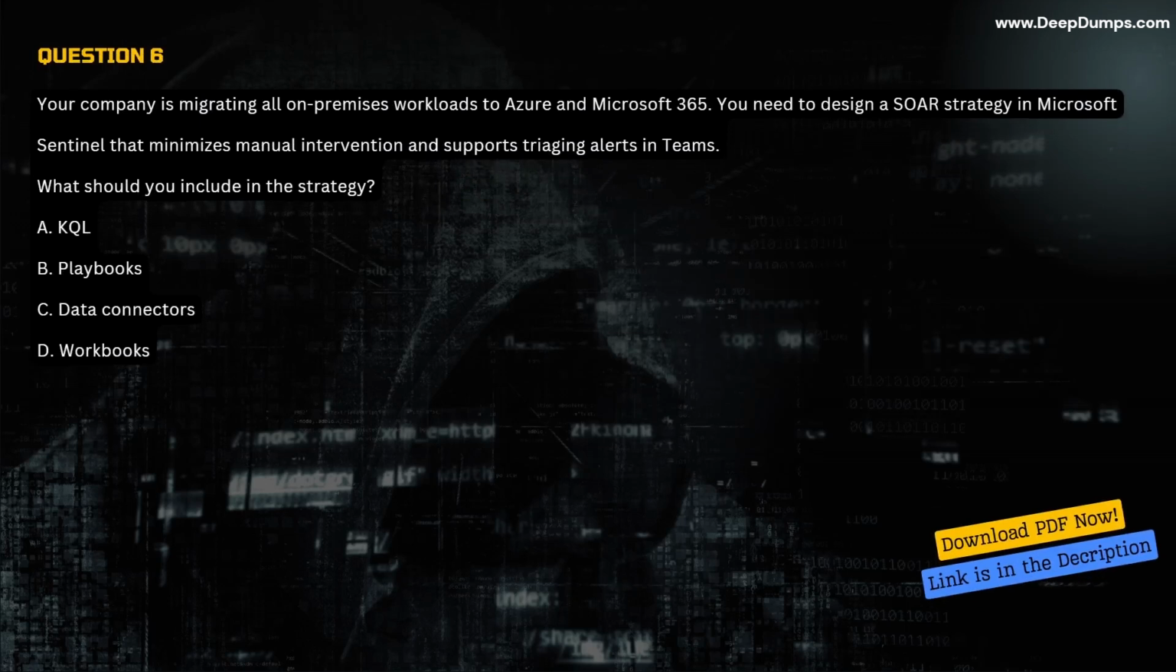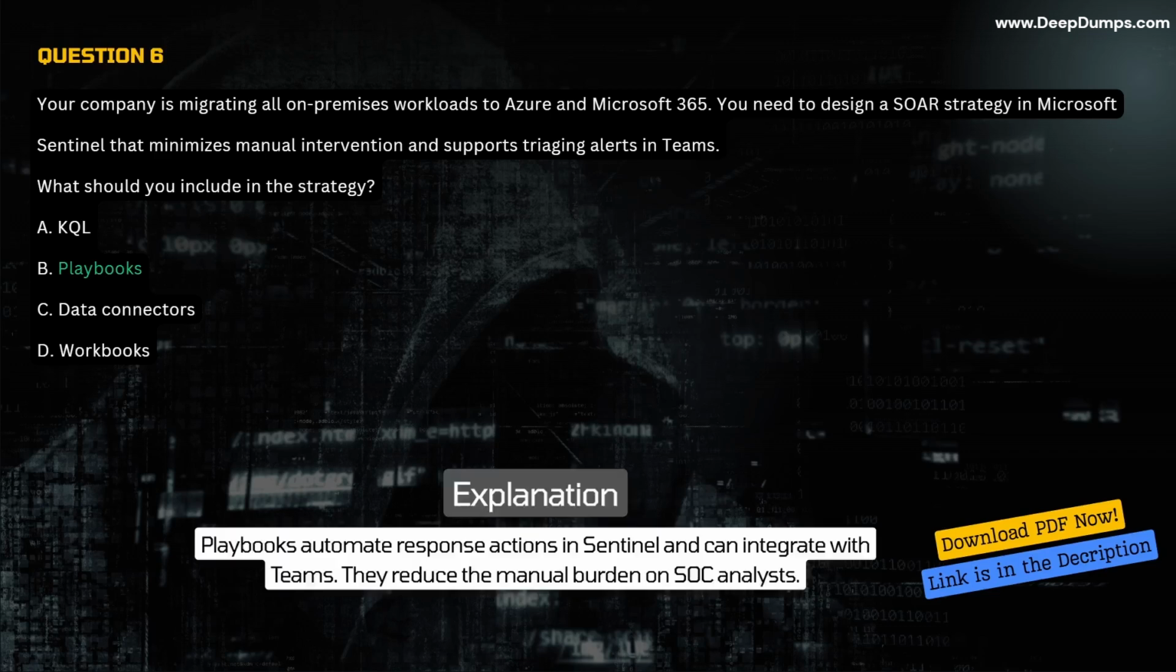Question 6. Your company is migrating all on-premises workloads to Azure and Microsoft 365. You need to design a SOAR strategy in Microsoft Sentinel that minimizes manual intervention and supports triaging alerts in Teams. What should you include in the strategy? A. KQL. B. Playbooks. C. Data connectors. D. Workbooks. Correct answer B. Playbooks. Explanation: Playbooks automate response actions in Sentinel and can integrate with Teams. They reduce the manual burden on SOC analysts.